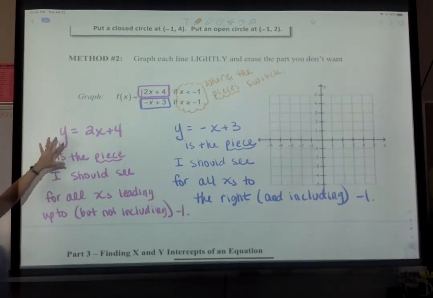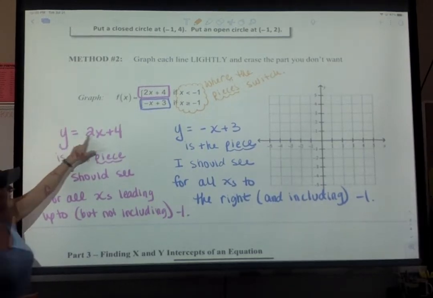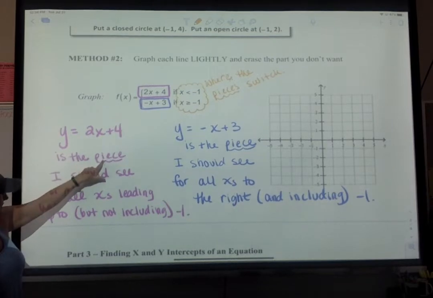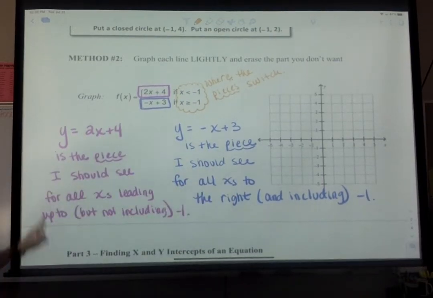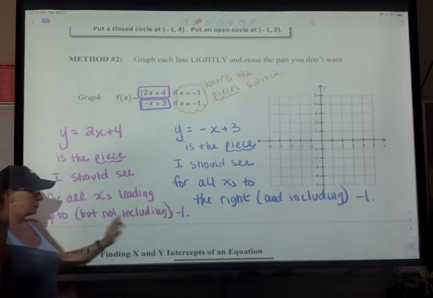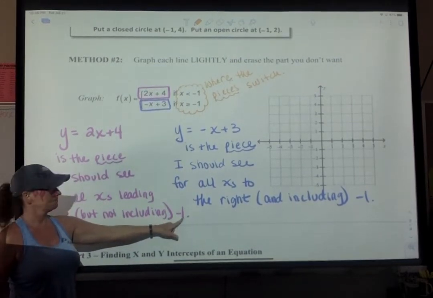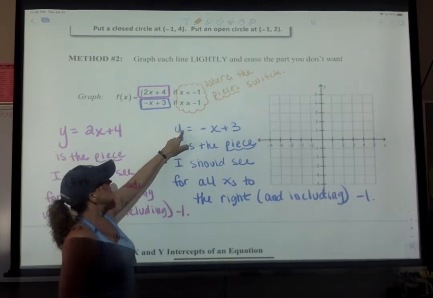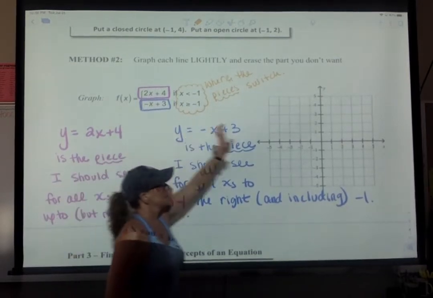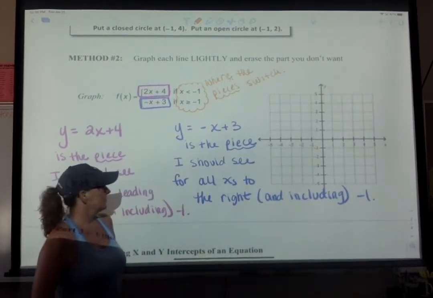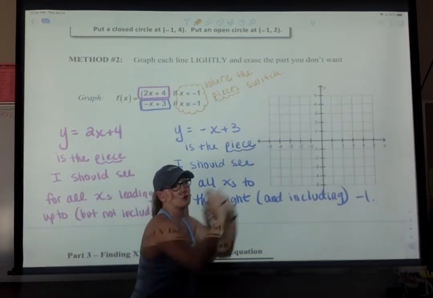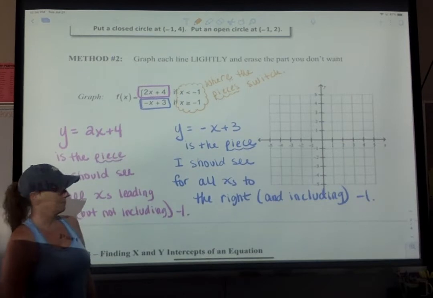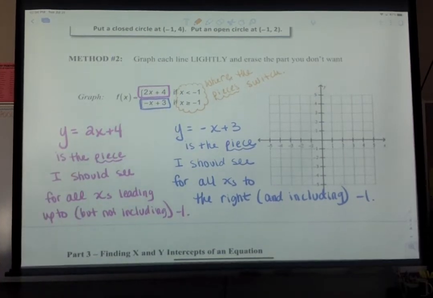And my pieces switch when x is -1. So here's what I need you to think. This is the piece that you should be seeing on your graph for all x's leading up to -1. This is the piece that you should be seeing on your graph for all x's equal to and greater than -1.